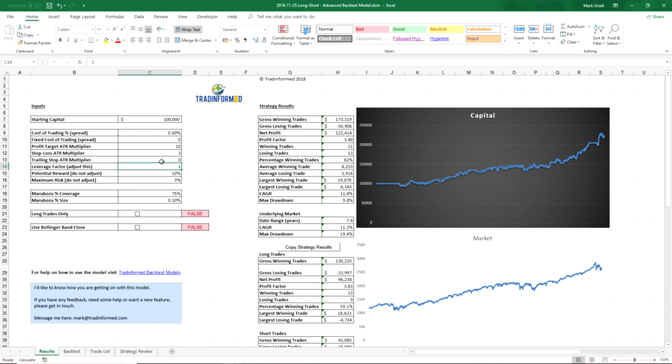The leverage factor allows you to simulate increasing the amount of leverage on the trade. So as it stands, it is at a 1-to-1 ratio. But you can increase this to 2-to-1, 3-to-1, and you can see how it adjusts the strategy results.